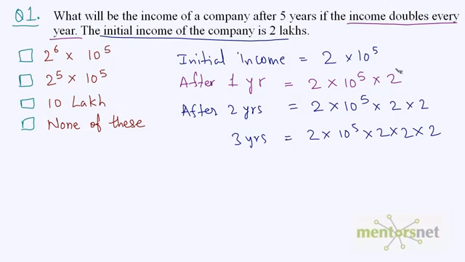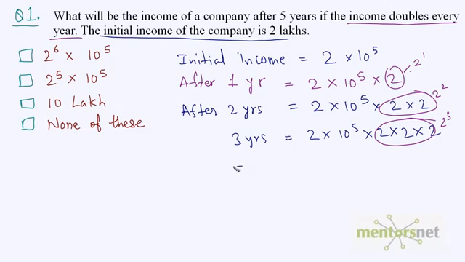If you observe carefully, this is forming a pattern. This is 2 raised to 1, this is 2 raised to 2, this is 2 raised to 3, and so on. So after 1 year, it is the initial amount times 2 raised to 1. After 2 years, it is initial amount times 2 raised to 2.